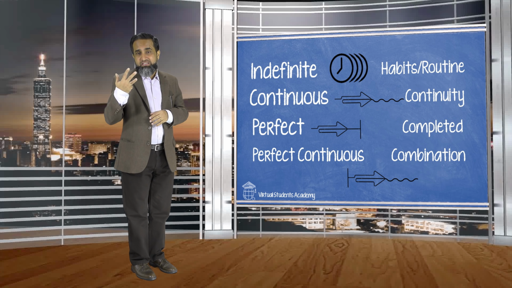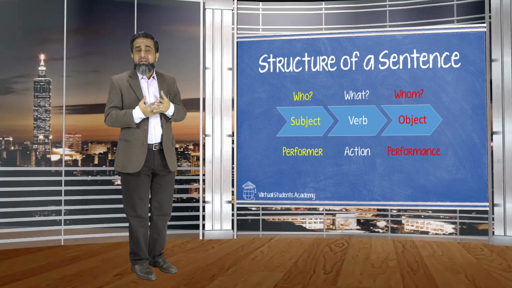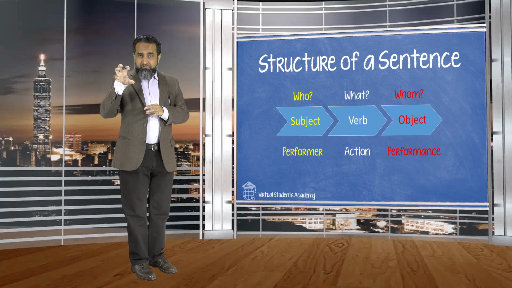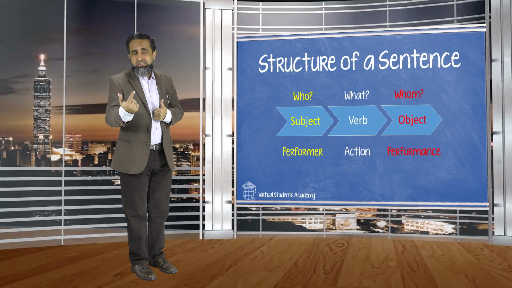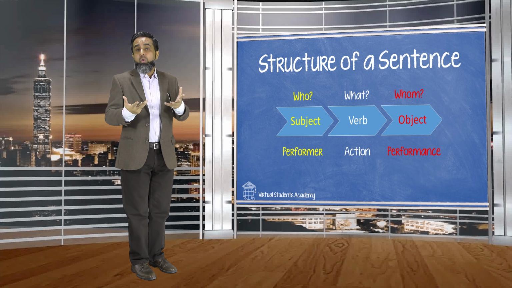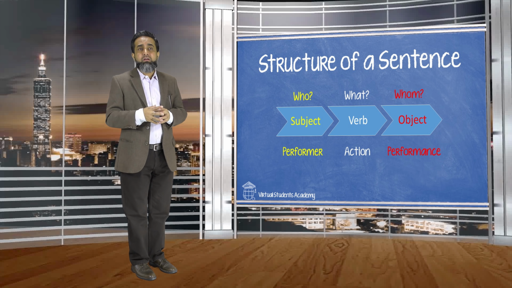So there are 3 tenses and there are 4 forms. Now just have a look at a very simple structure of a sentence. Always you have to use a subject. For the subject, you could ask yourself the question, who? And you will always find the answer.